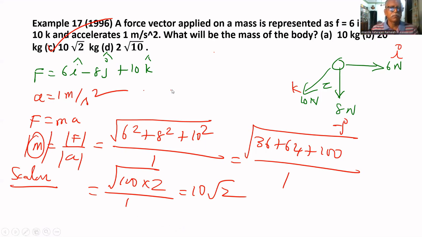Shall I move to next sum? To find a modulus, we have to put the square root of the sum of magnitude squares.